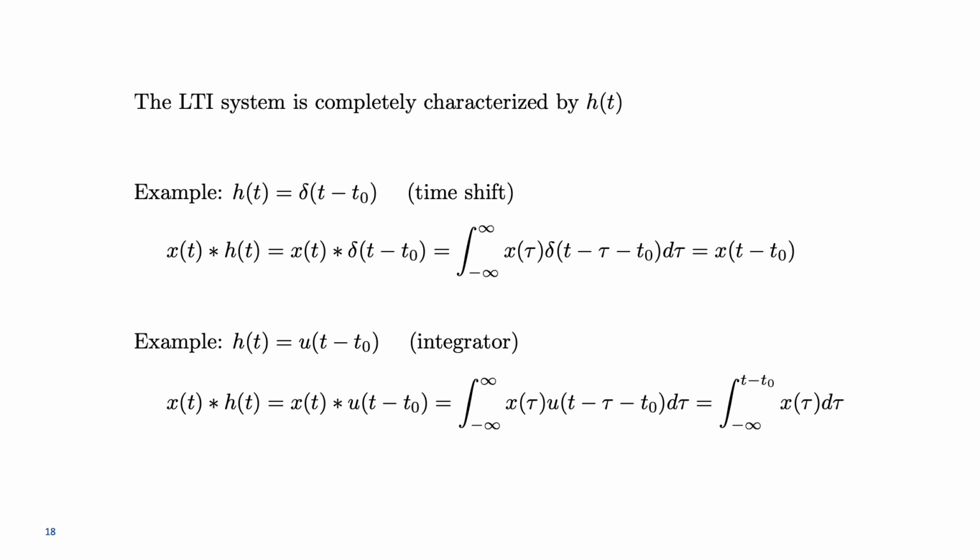If we just apply the convolution integral, we have the integral of x of tau delta of t minus tau minus t0 d tau. And this integral is equivalent to x of t minus t0. So the output of the system is equivalent to the input, but with a time shift t0. So we have completely characterized our system just by saying that h of t is delta of t minus t0. Another simple example that we can give is a system that is an integrator.